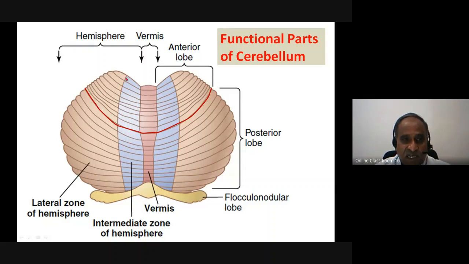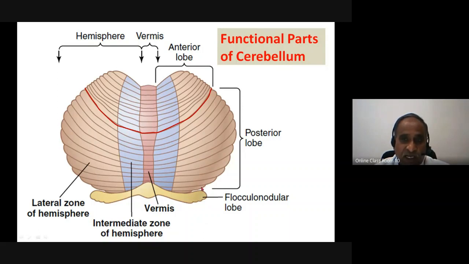And this lateral part of the cerebellar hemisphere, from here and the lateral side, this is the cerebrocerebellum, because this is connected with the cerebrum. This is connected with the spinal cord. And this part, the flocculonodular lobe, is connected to the vestibular system. This is the vestibular cerebellum.